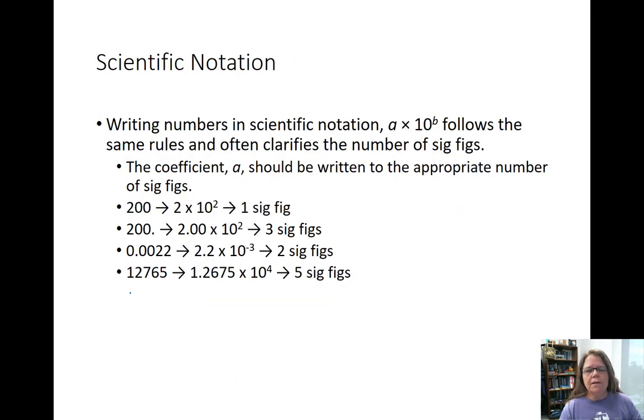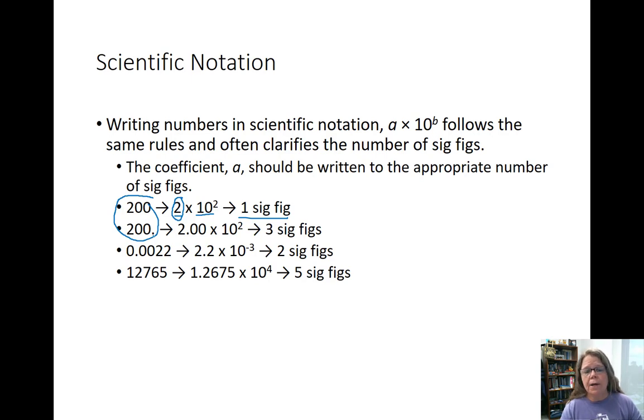Sometimes writing something in scientific notation will help clarify the number of significant figures. So that confusion that we had previously about 200, is it 1 sig fig or is it 3 sig figs? Well, you can clarify that by writing scientific notation. If I wrote it 2 times 10 to the 2, this has 1 significant figure. But if I write 200 with a decimal, I'm trying to communicate 3 sig figs.